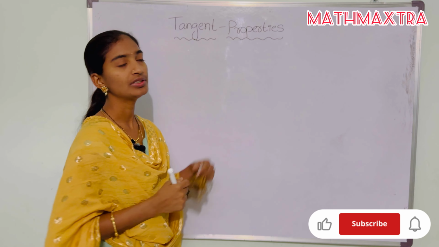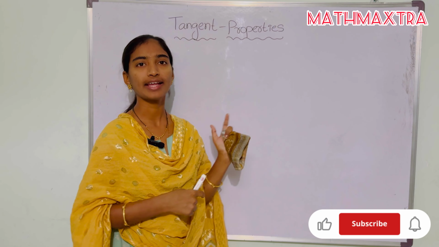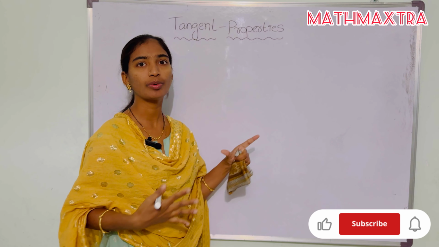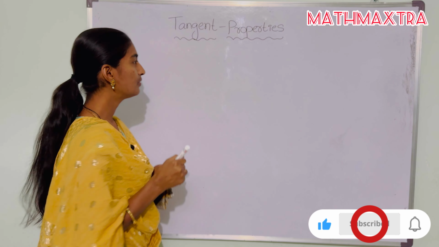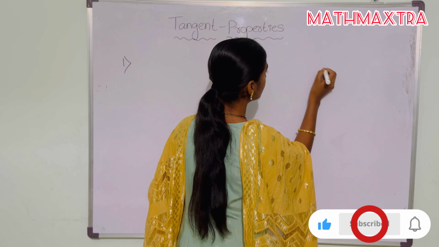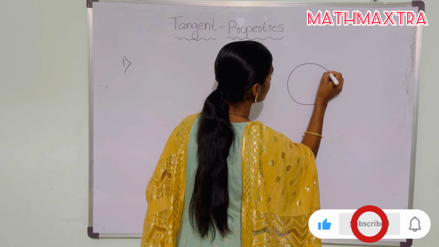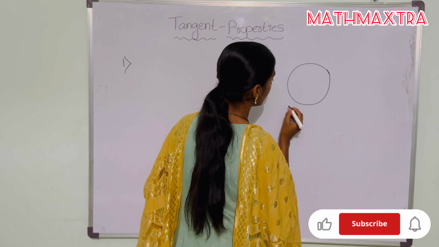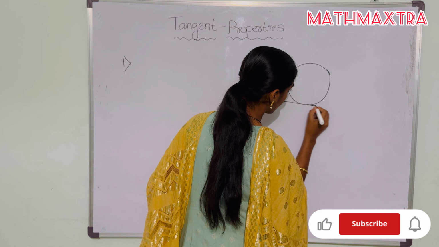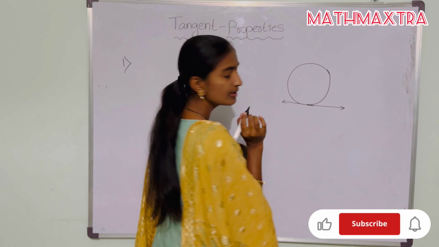Today we are going to learn tangent properties. We have seen what a tangent is in yesterday's class, and now we will discuss the different properties of a tangent. Okay, the first property is, you take one circle and you draw one tangent. This is a tangent of a circle.